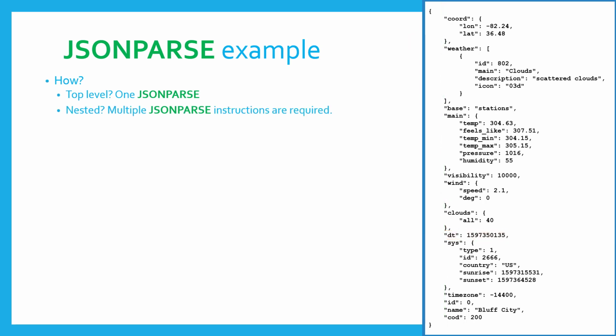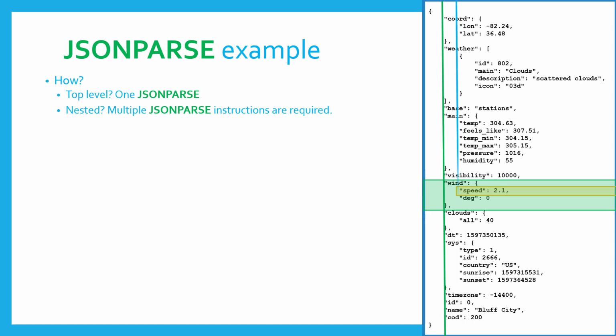However, if what you want is down a level or two, then multiple JSON parse instructions are required. For example, if we wanted speed, we could not get it with one JSON parse because it's actually stored under wind. Thus, in this case, we need two instructions. The first to get wind, which would be the entire string contained in the curly braces, and the second to get the value of speed from that. Notice speed is indented not once, but twice.